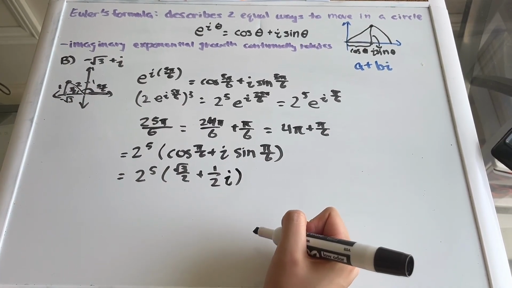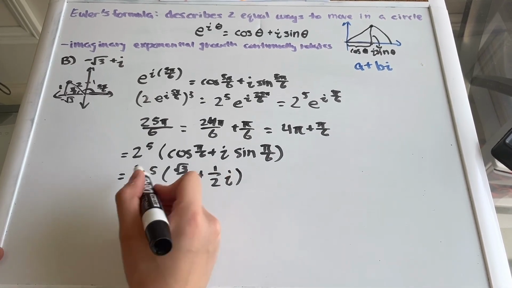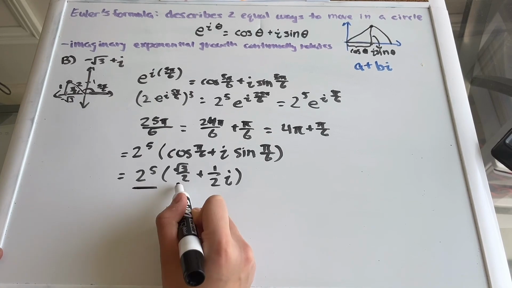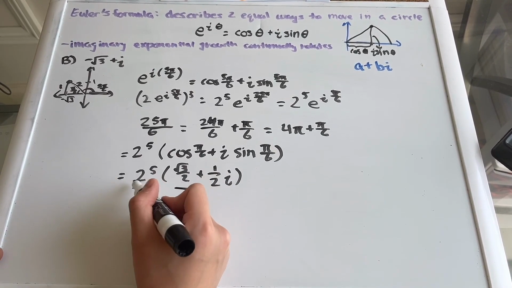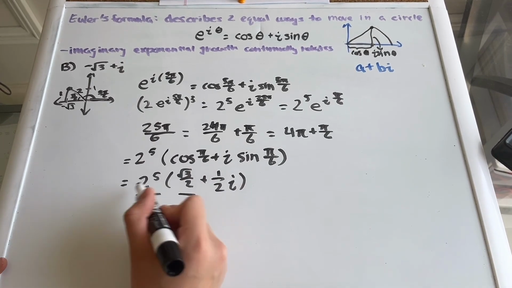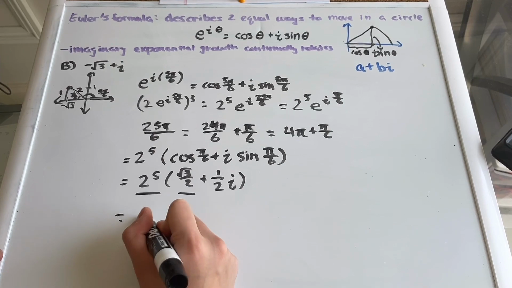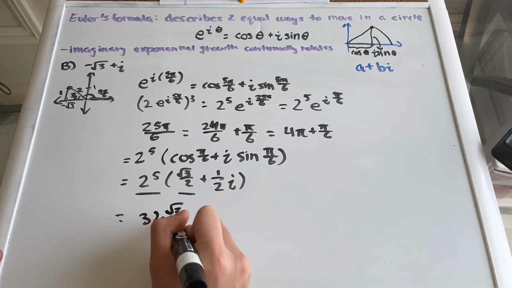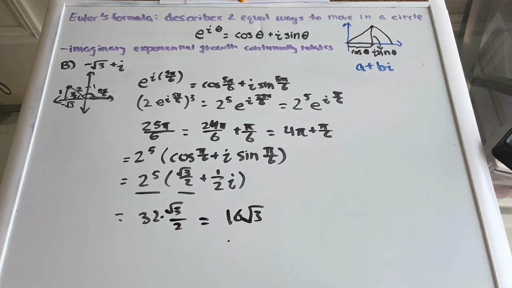Remember that it is asking you for the real part. So to find the real number value, we can just multiply this times the real number value, because anything times that, if this is a real number, it is going to be imaginary. So we just have to focus on right here. 2 to the 5th power is 32 times the square root of 3 over 2, then that would equal 16 times the square root of 3, and this is the real part.